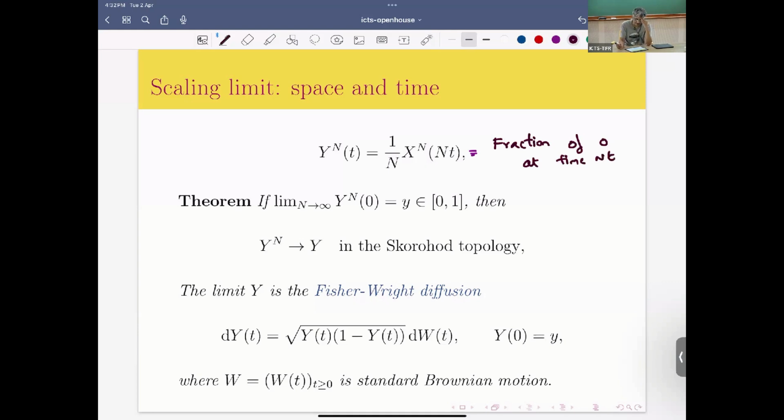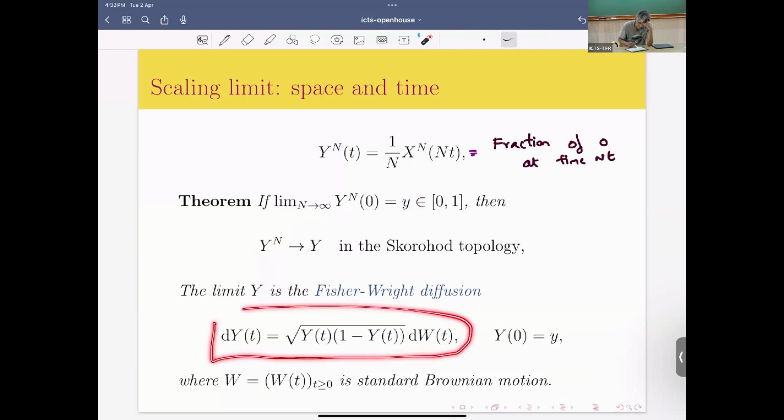That's what I'm looking at. So now this is a well-known theorem you can show in population genetics, which made the model very tractable. As yn goes, if the initial fractions converge to a number y in (0, 1), then the process converges to what's called the Wright-Fisher diffusion.